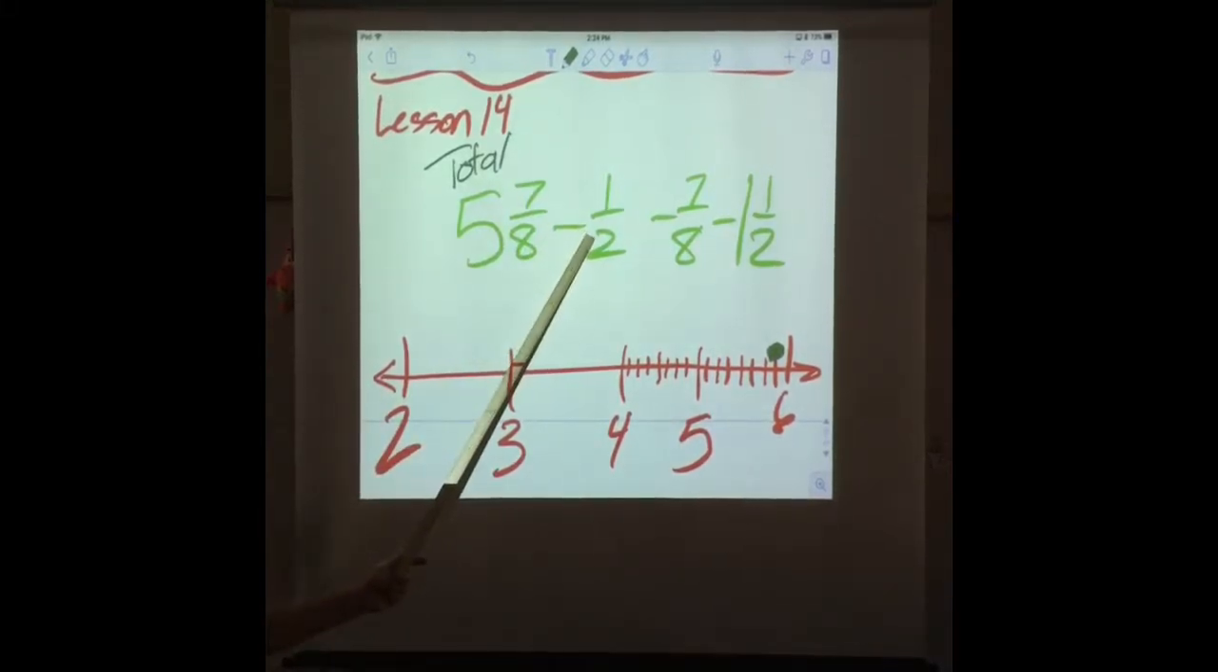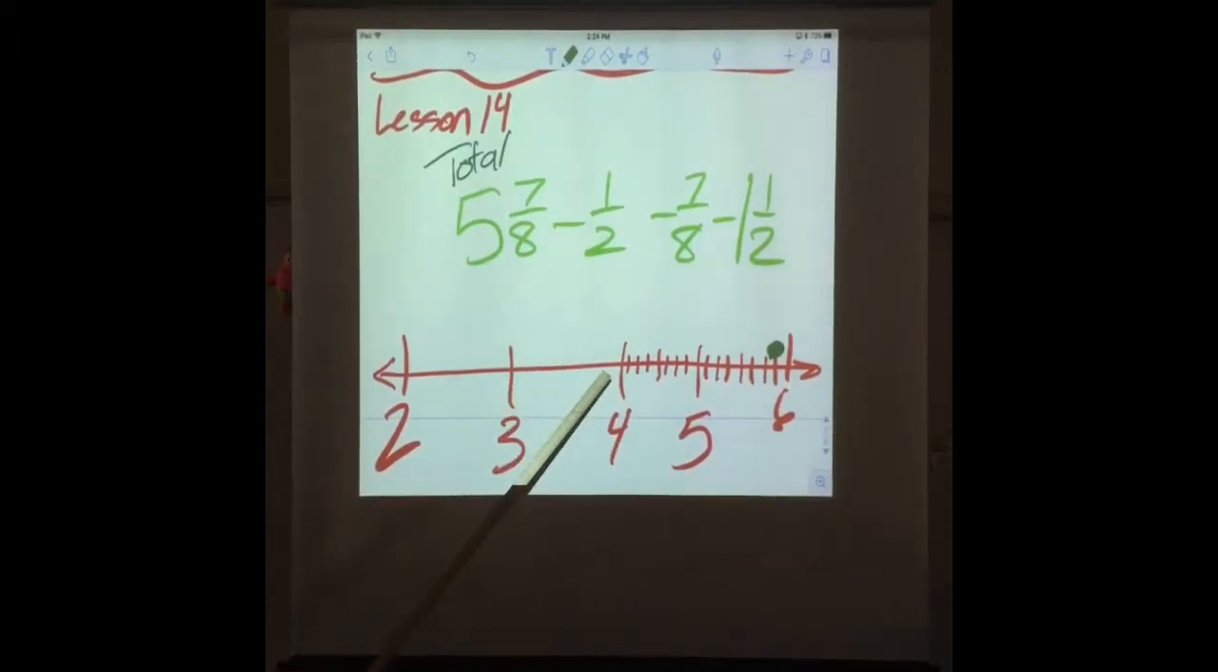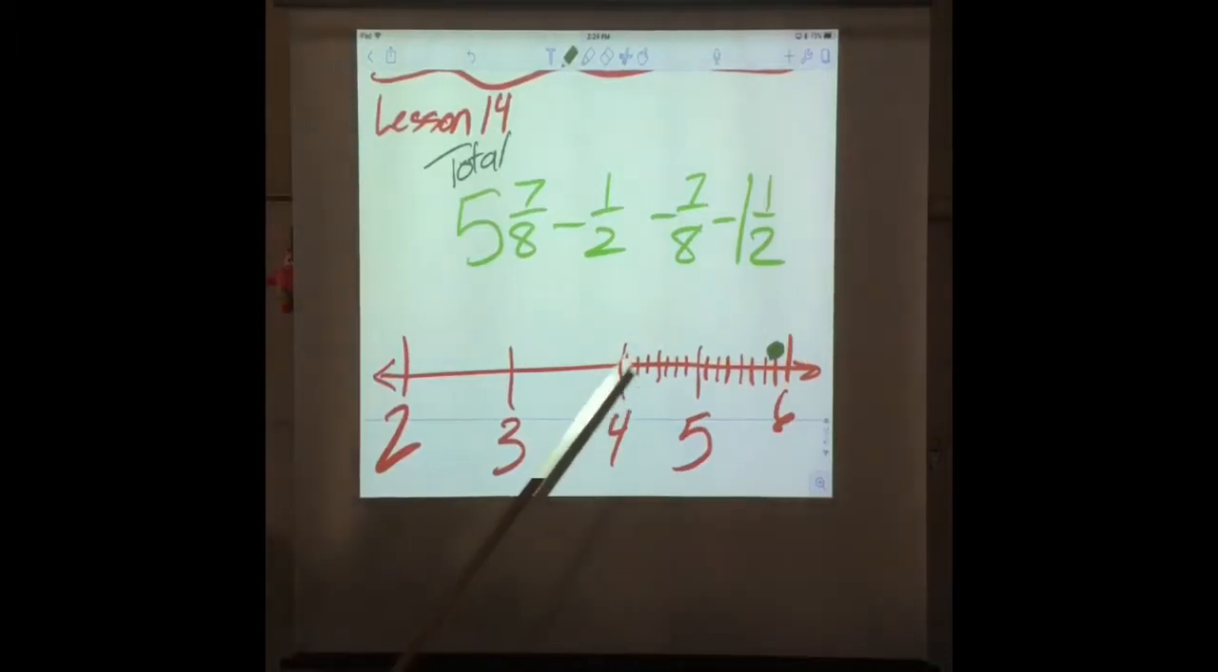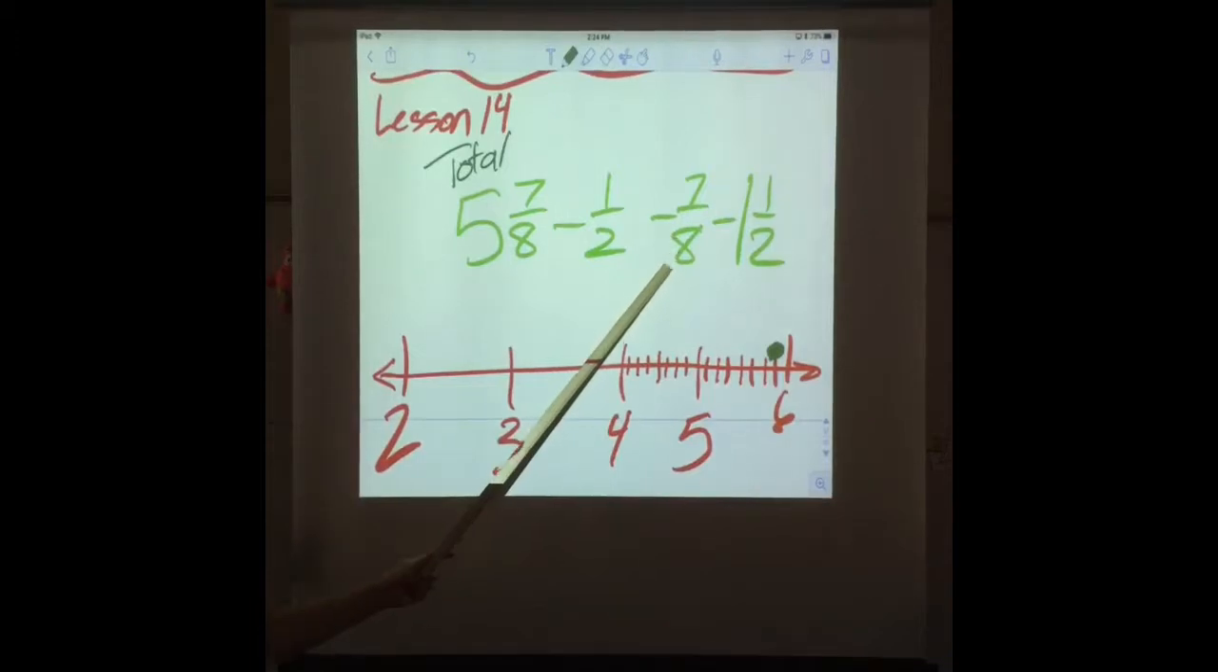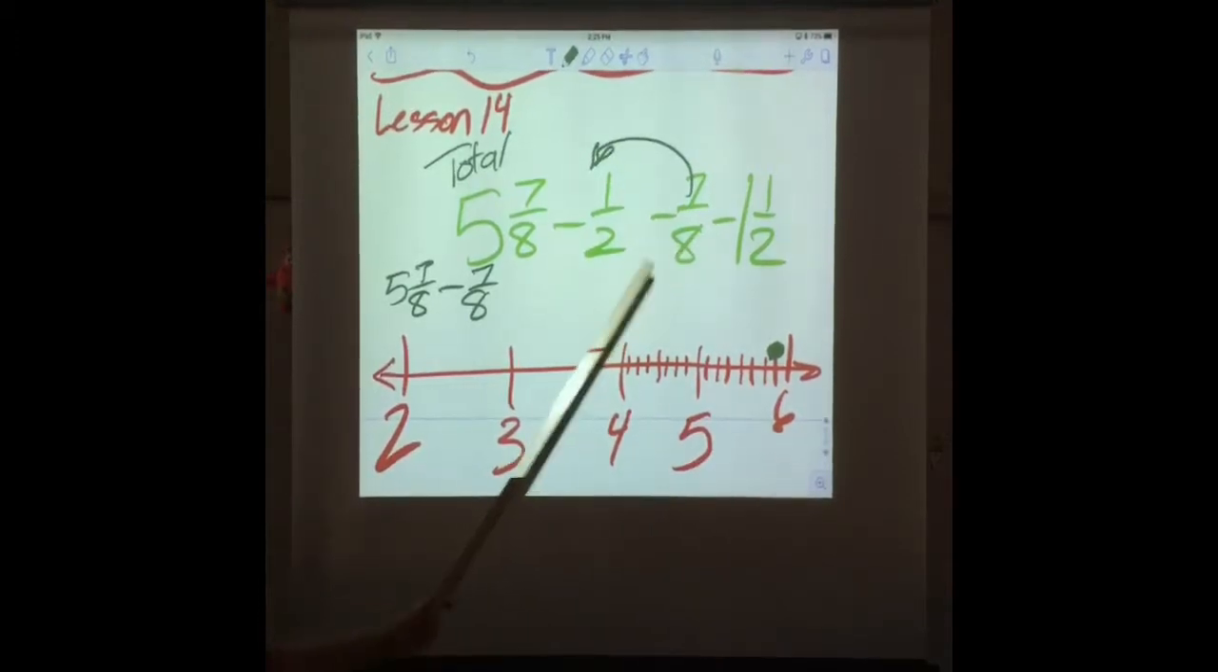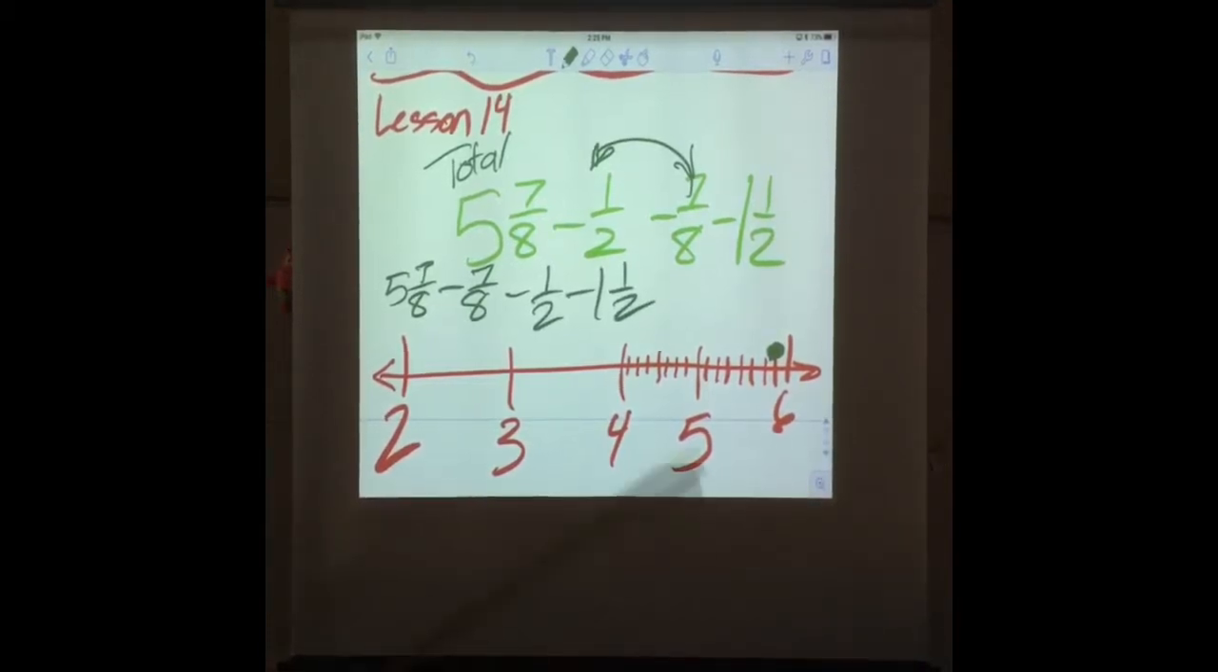I'm going to take a half away. I could do that. Yes, you can. But is there something easier to take away? Yes. We could take away the 7/8 first. And how we could do that is that we could use what property? Commutative property. And move this over and switch it with the half. Minus 7/8 minus 1/2, right? So I could use the commutative property to rewrite my problem.